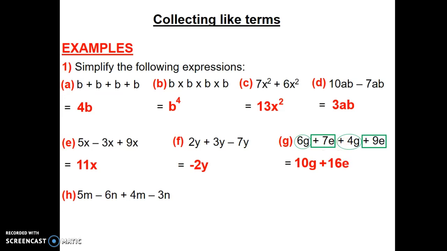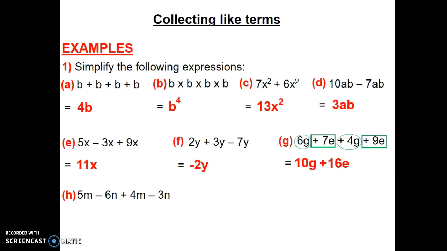And for the last question, which will be the hardest question in this video, you got 5m's minus 6n's plus 4m minus 3n. So now this is what we're going to do. Again, we're going to collect the like terms. We're going to look at the first term, we got m's. So we're going to find more m's in this question. You've got 5m's and plus 4m.